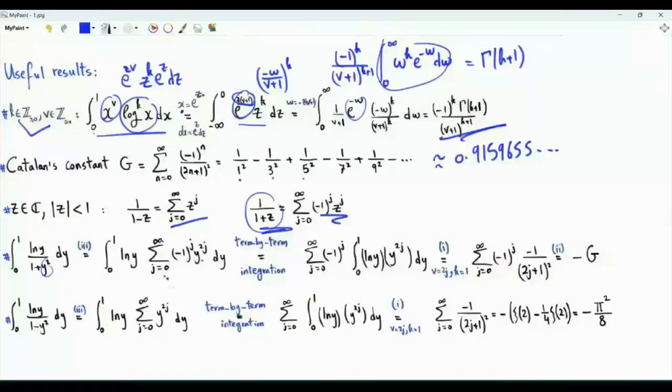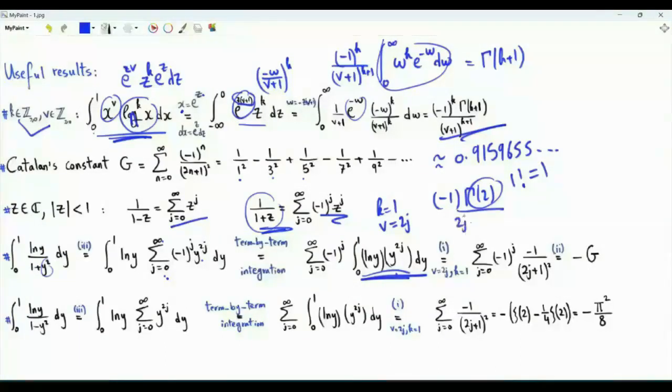We can integrate this power series term by term. We have summation j from 0 to infinity of minus 1 to the j, and then we have this integral. This integral is like our friend here. This log is the natural logarithm. k is equal to 1 because the logarithm is raised to the power 1, and v is equal to 2j. So this integral is minus 1 to the power 1, that's minus 1. Gamma of 2 is 1 factorial, so that's 1. And then we have 2j plus 1, all raised to the power k plus 1, which is 2. This integral is minus 1 divided by 2j plus 1 squared. It is this alternating sum of the reciprocals of the squares of the odd positive integers. Because of this minus 1, what we have here is minus Catalan's constant.